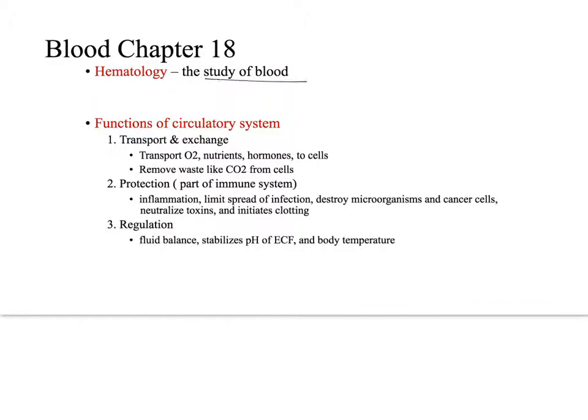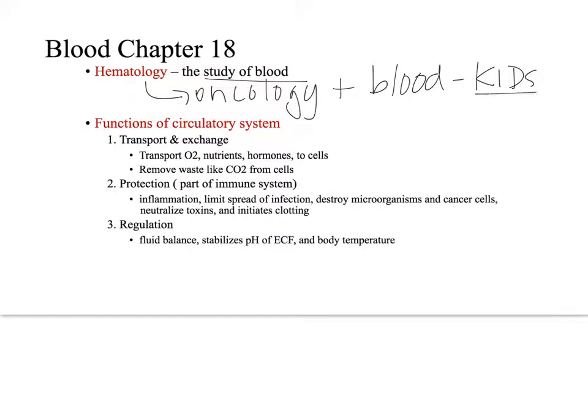Now, what happens all the time is hematology in children is oncology, so the study of cancer and blood. And this is in kids, because most of the time childhood cancers are actually leukemias. So oncology and blood for pediatrics is under hematology. Okay, so basic functions of the circulatory system.